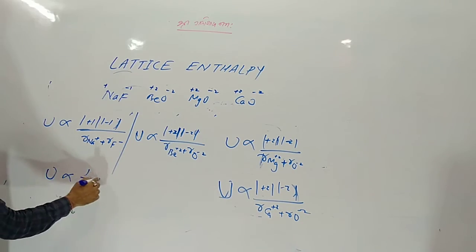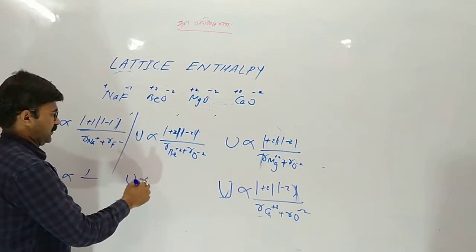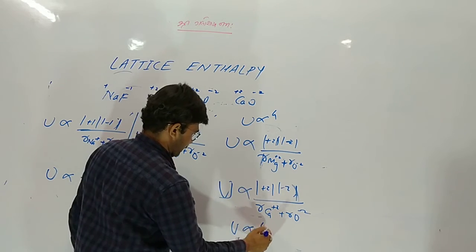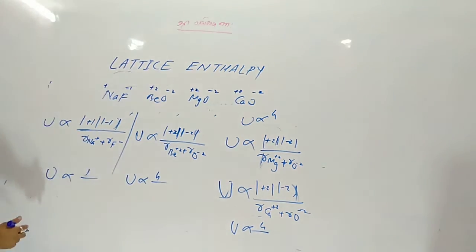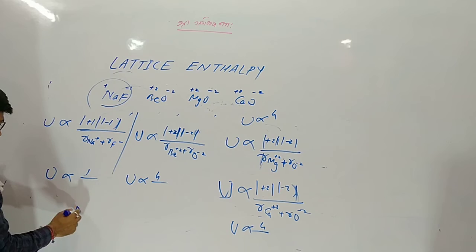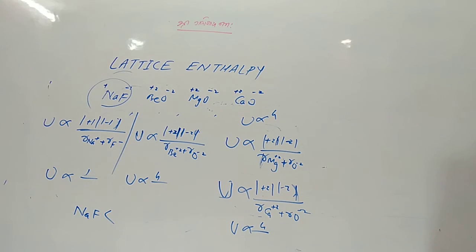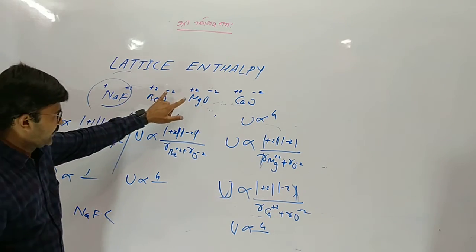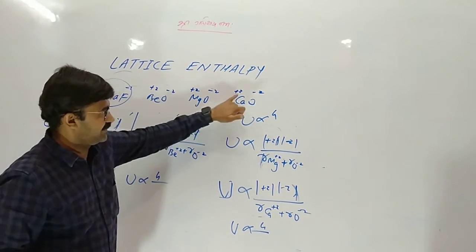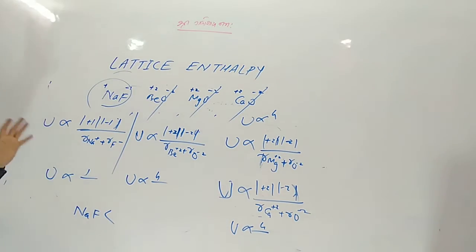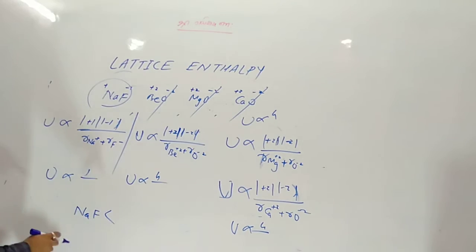Here the upper part is 1, here 4, here 4, here 4. So it is obviously final. Sodium fluoride has less lattice enthalpy than the other 3 because they are divalent. Here oxygen is also common, so now the only affecting factor is the size of the divalent ion.